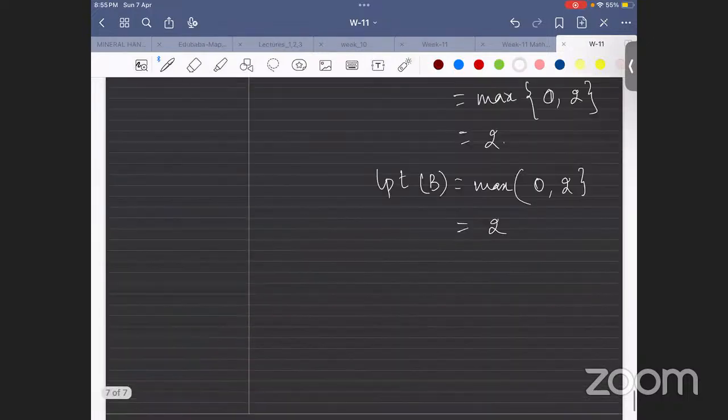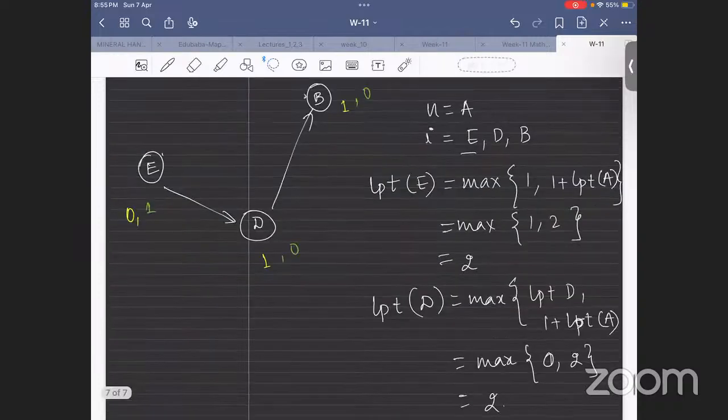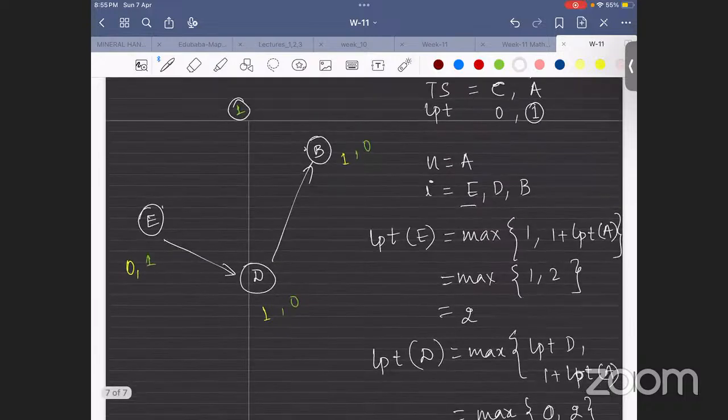Now I'll copy it here. The next step, I'll write it here itself. The next step is I'll be just searching for the vertices where the in degree is 0. So the next vertex is E. E is having an in degree of 0. So I'll be taking this and putting it here.